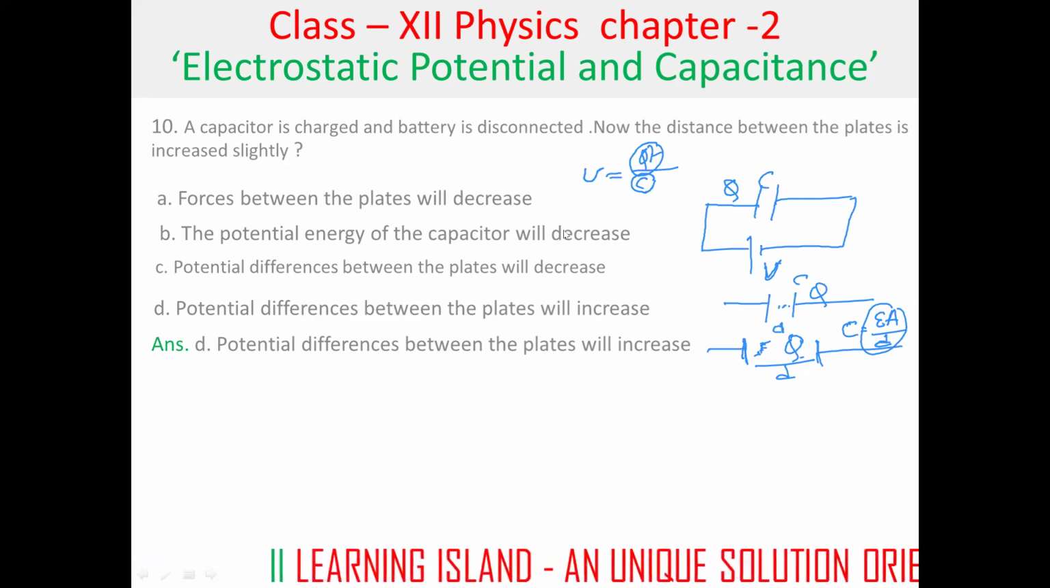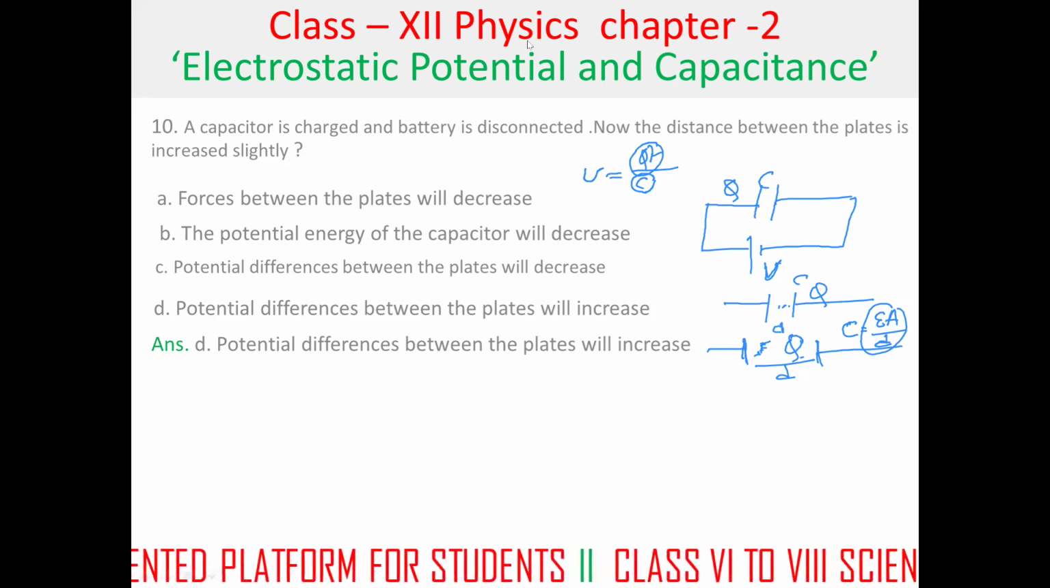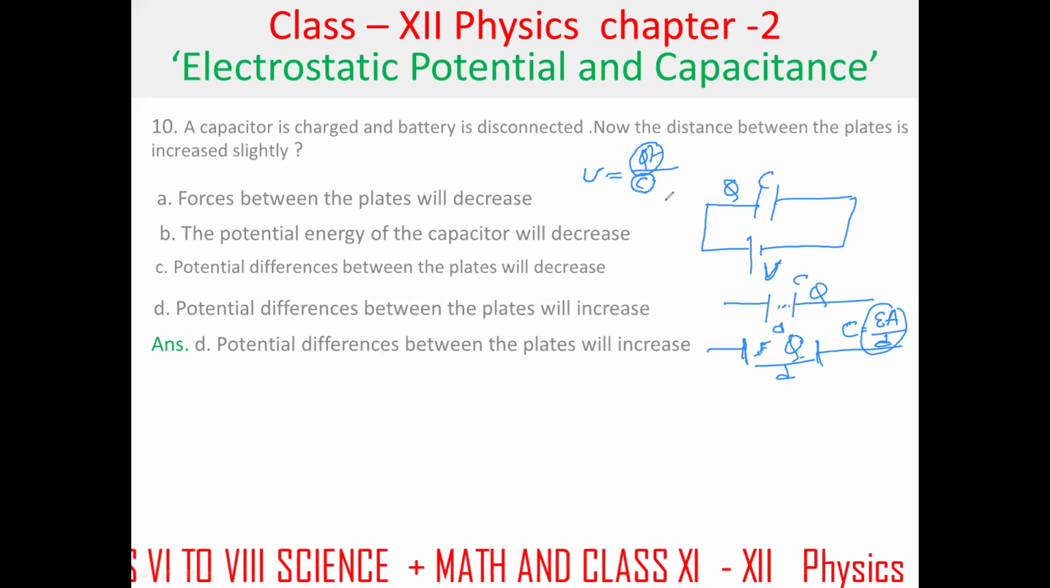How? This is the answer. Just a minute. Notation is one. See, the second point is the potential energy of the capacitor will decrease. Here you see, Q square is same and C is decreasing. If C decreases, then the value will increase, but here it is mentioned decrease. So this answer would be cross. This is cross.